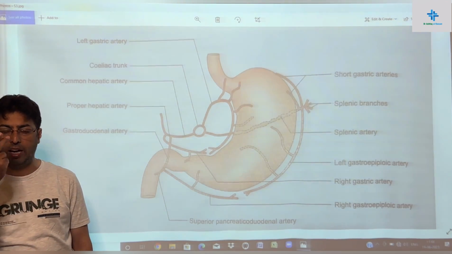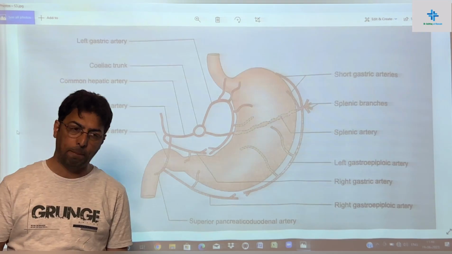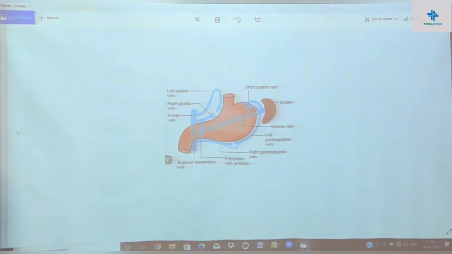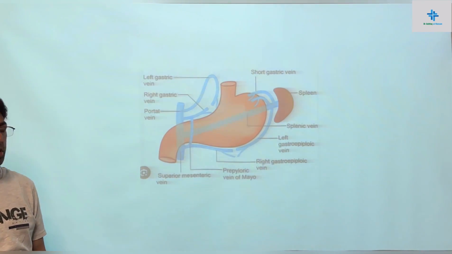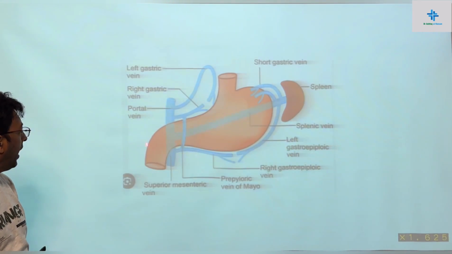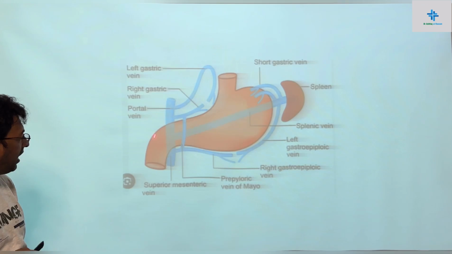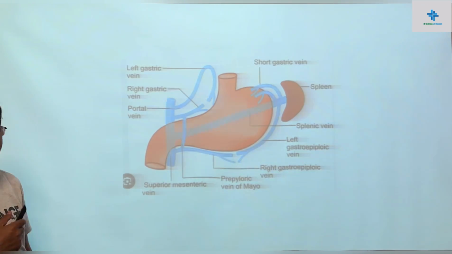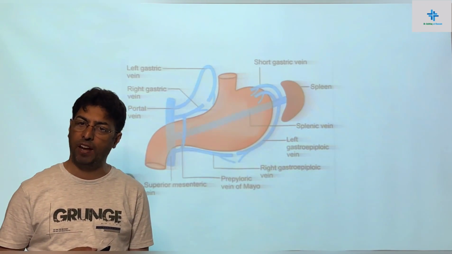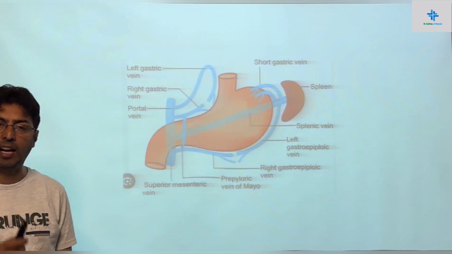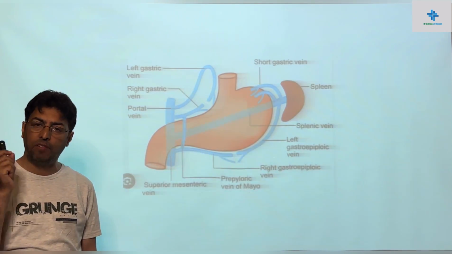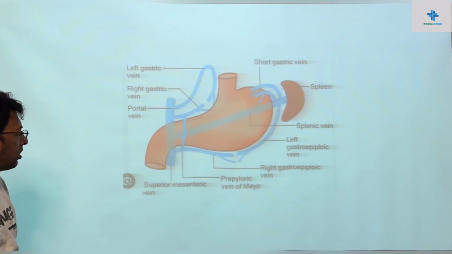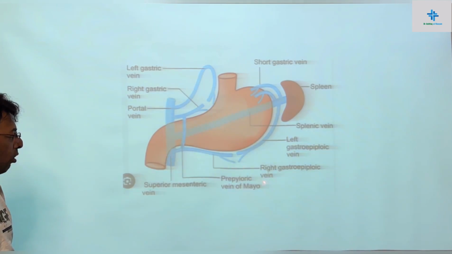He cannot inadvertently cut these vessels, so that's important. Now, the veins almost follow the same pattern, and one important thing you have to remember is that at the pylorus there is a vein which lies in front of the pylorus, and that is given the name prepyloric vein. It is significant. You recognize the pyloric end of the stomach by the presence of a vein which lies superficial to the pylorus, and that is given the name prepyloric vein of Mayo.